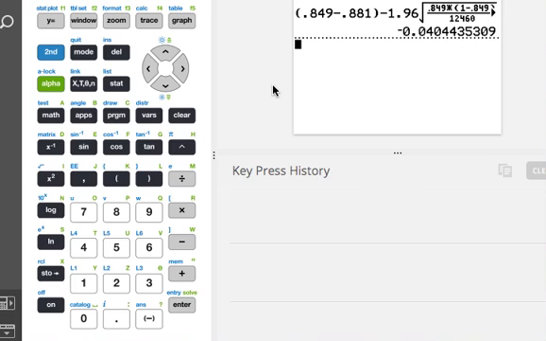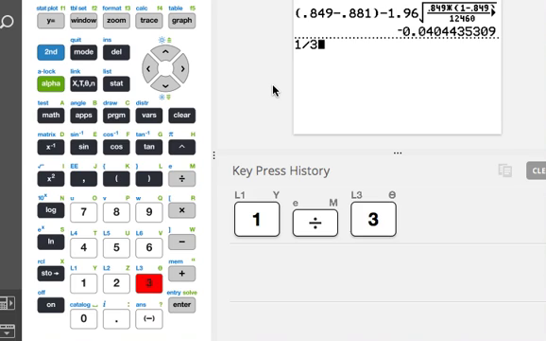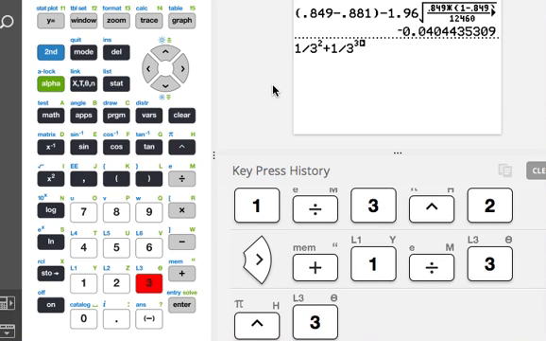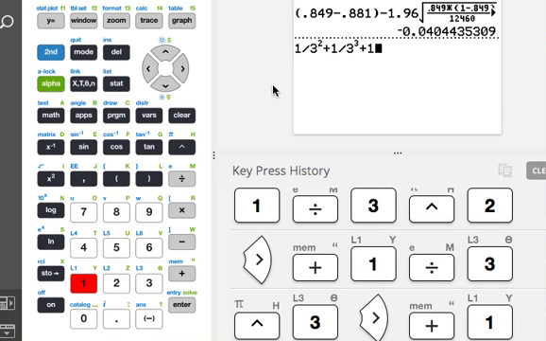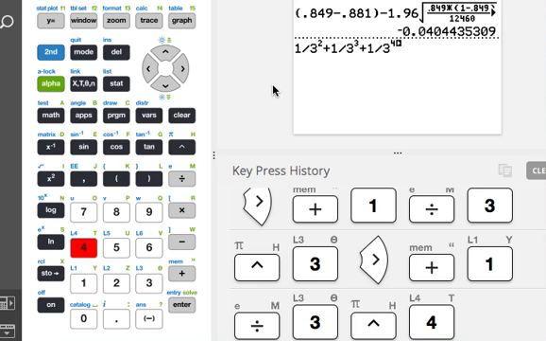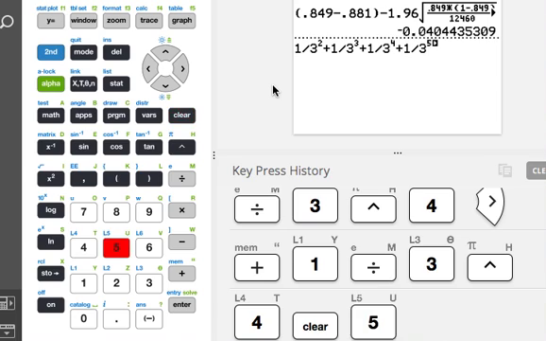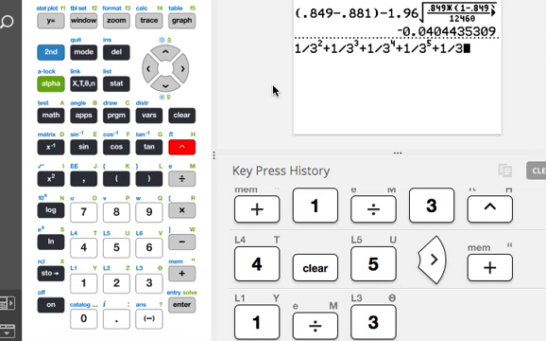We'll type that in. So we've got 1 divided by, what did we have? 3 squared plus 1 divided by 3 cubed plus 1 divided by 3 to the fourth plus 1 divided by 3 to the fifth plus 1 divided by 3 to the sixth, right?